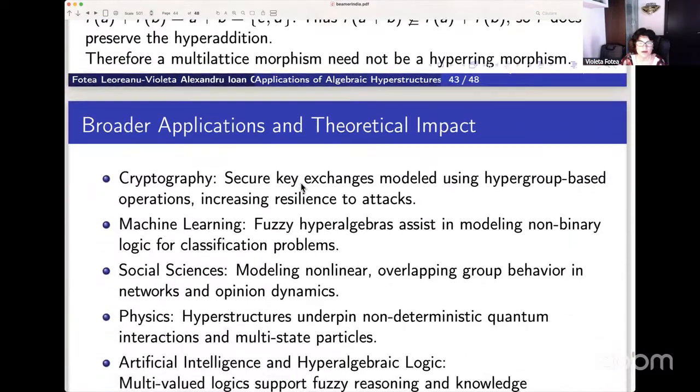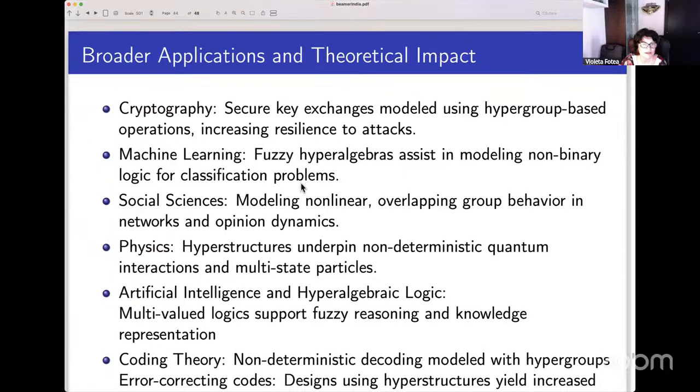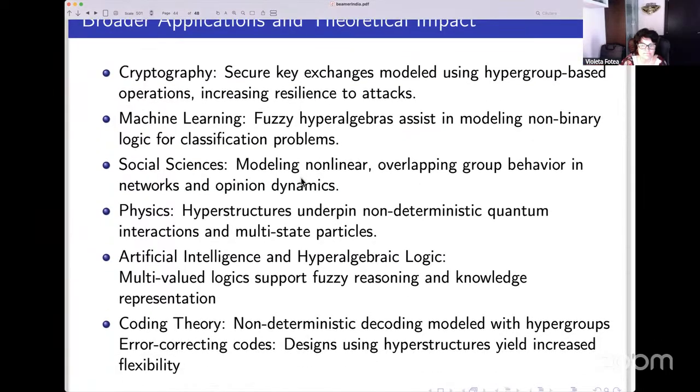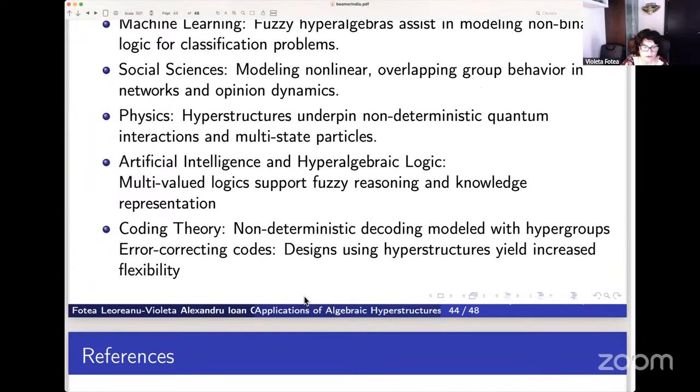Some words about future results. This theory is applied with success in physics, in artificial intelligence, hyperalgebraic logic, multivalued logic, supporting fuzzy reasoning and knowledge representation. Also in social sciences, for modeling nonlinear aspects of behavior in networks and opinion dynamics, in machine learning, and coding theory.